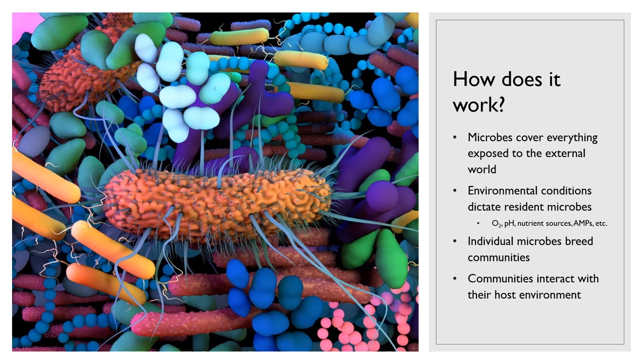And individual microbes will breed communities. So you'll have one microbe that will use a nutrient source and they'll spit out a bunch of metabolites. And these metabolites will feed other microbes who will create other metabolites that bring other microbes, and over time you develop a community, and these communities interact with the host, meaning you, and your entire environment. So this is what we're talking about when we're talking about a microbiome.